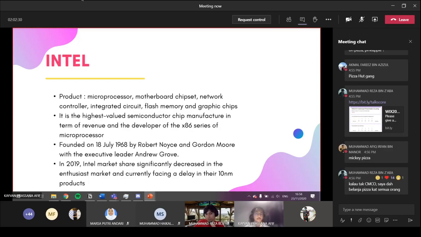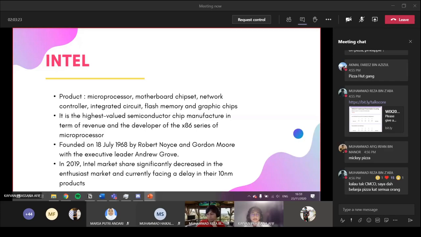And then next, I'm going to talk about Intel. Intel is similar to AMD. It's also a company that develops and manufactures microprocessors for computers and other IT related hardware, such as motherboard chipsets, network controllers, integrated circuits, flash memory like SSD, and graphics chips. It is one of the highest value semiconductor chip manufacturers in terms of revenue in the world, and also the developer of the x86 series of microprocessors. It was founded on 18 July 1968 by Robert Noyce and Gordon Moore, with the executive leader Andrew Grove.